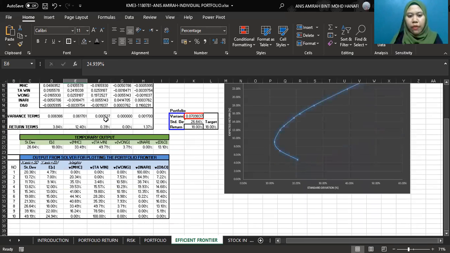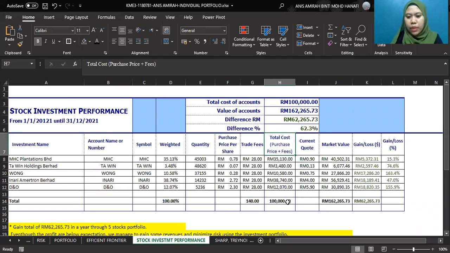And next is the stock investment. Here is the total cost of my investment. At the beginning of the investment, I used 100,000 ringgit, and the market value at the end of my investment is 162,265 ringgit and 70 cents. As we can see, the gain is 62,265 ringgit and 73 cents. Generally, I got a profit of more than 50% of my cost, which is 62.3%. And from all my 5 stocks, I got a profit. The most is coming from Wong and DO, as I got a return of more than 100%.